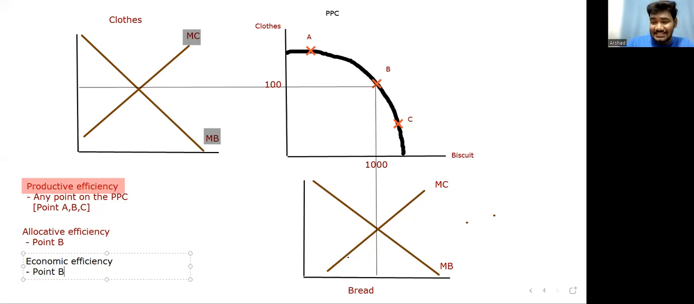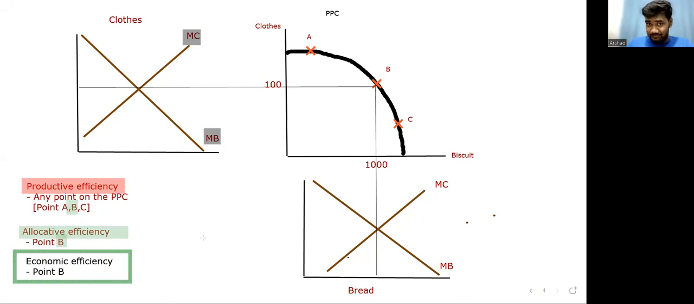Point B, guys. Why? At point B, you have allocative efficiency and productive efficiency, right? See, point B is the only point with allocative efficiency and also with productive efficiency. So point B is the point that denotes economic efficiency. Is that clear, guys? Yes.